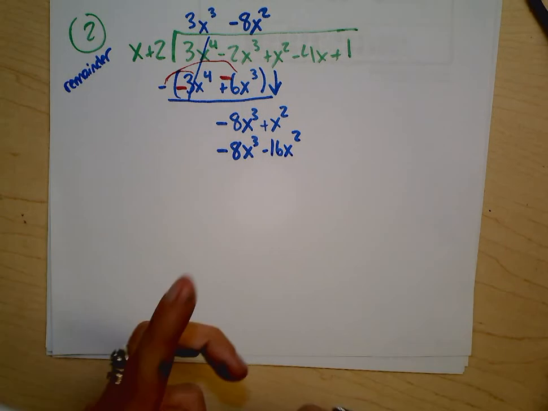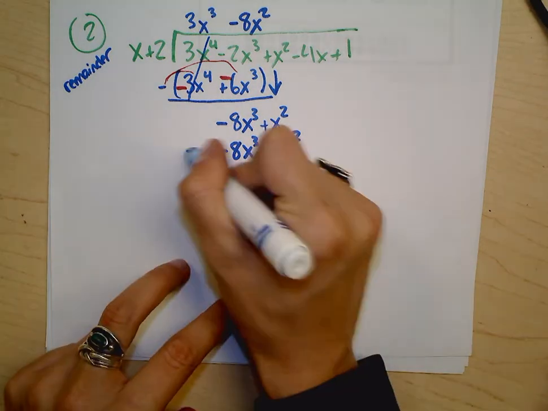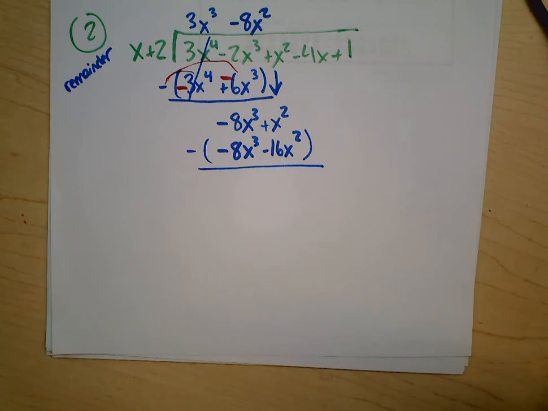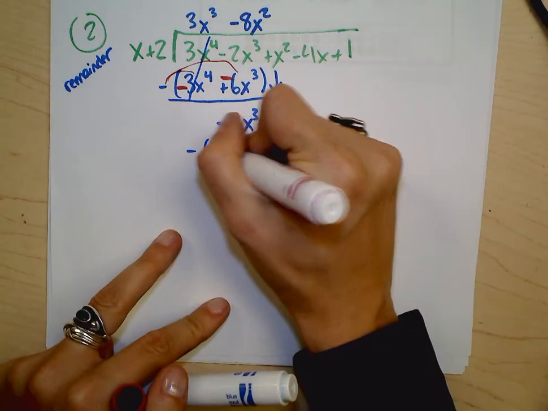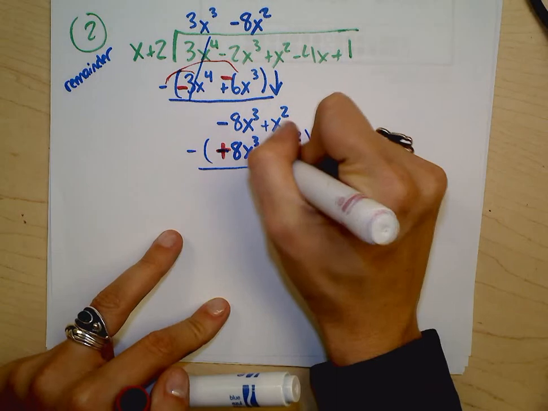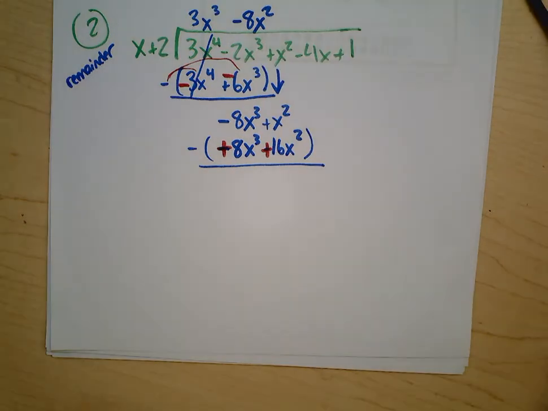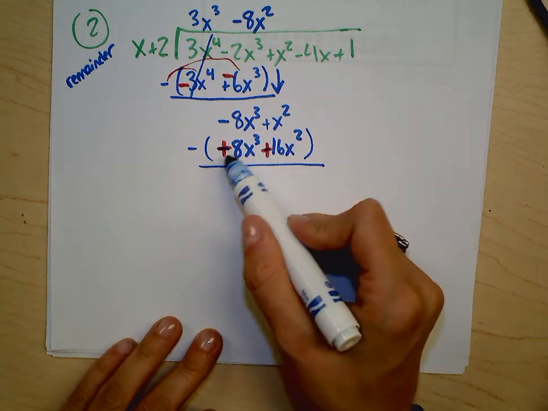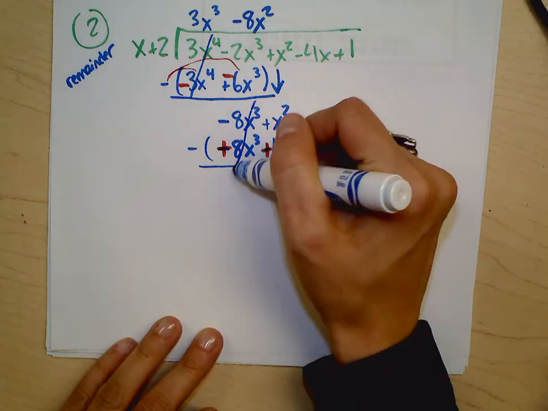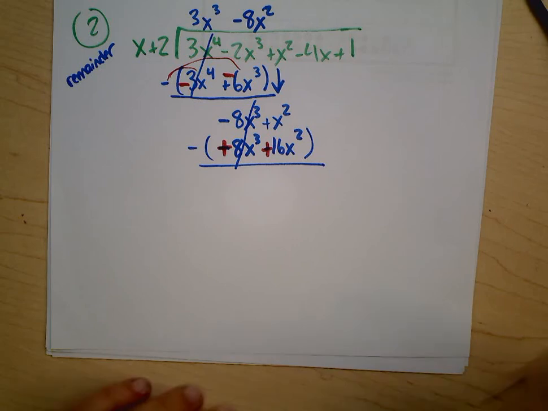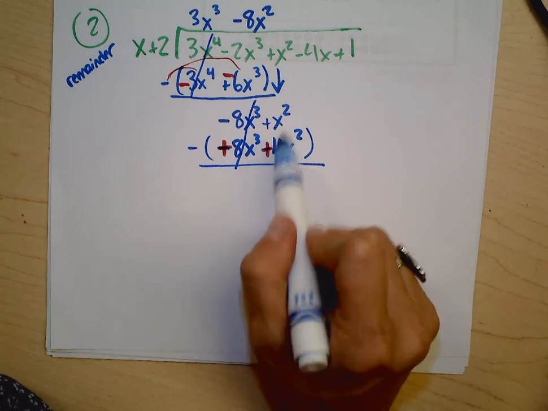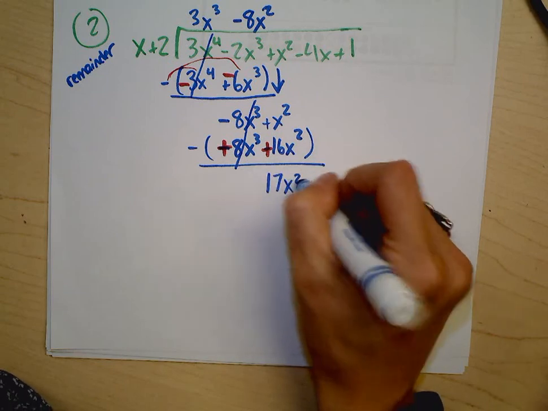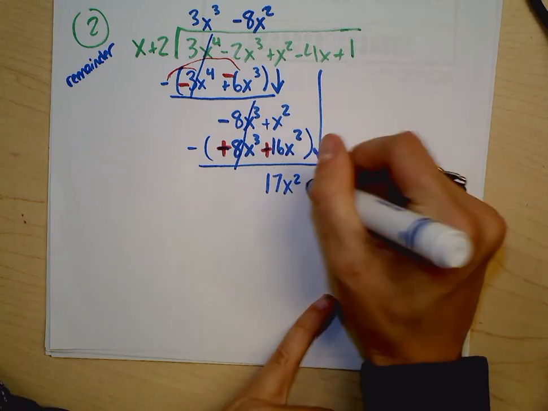And I can't forget to have my minus parentheses. But when I distribute that negative, this is going to become positive, and this is going to become positive. So negative 8x cubed crosses out with an adding 8x cubed. You need the signs to be the opposite to cross them out. And I'm going to have 1x squared plus 16x squared. That gives me 17x squared, bringing down my negative 4x.